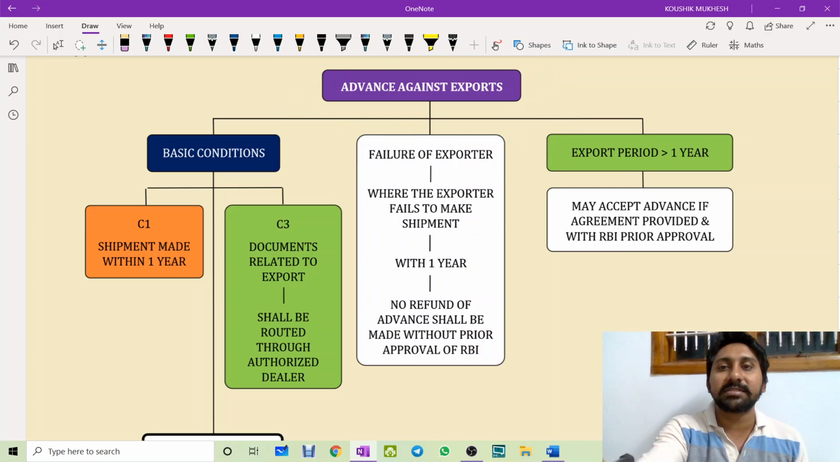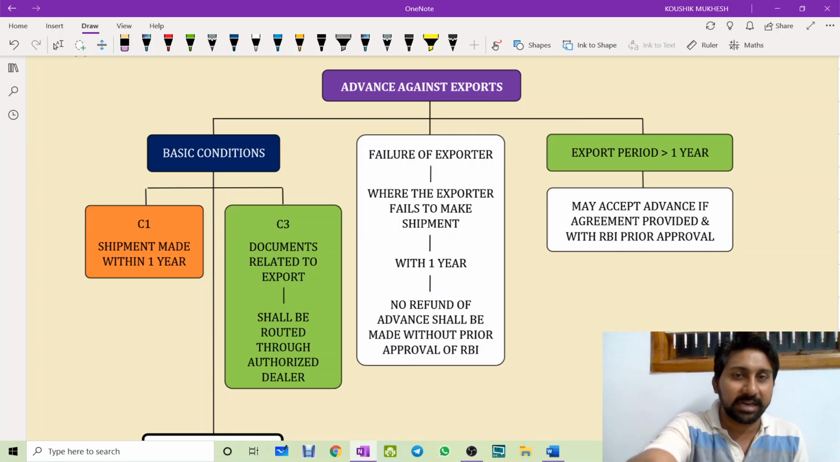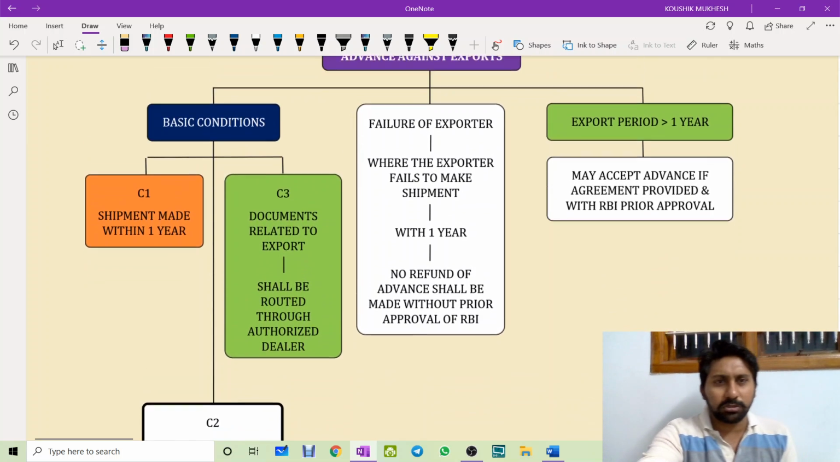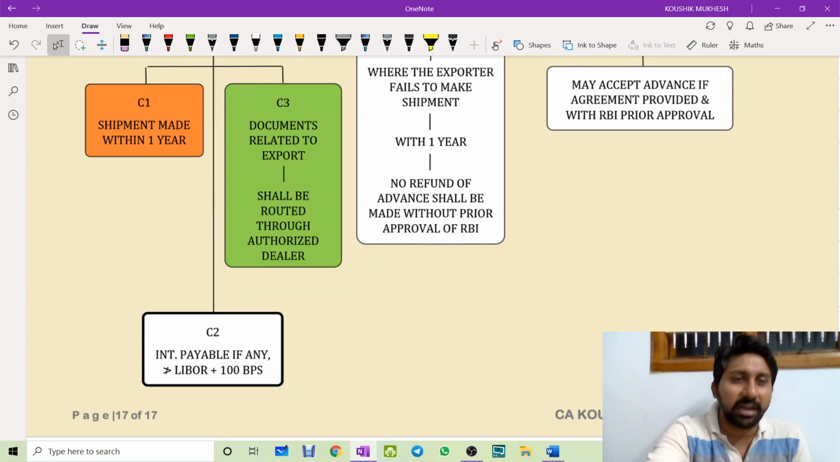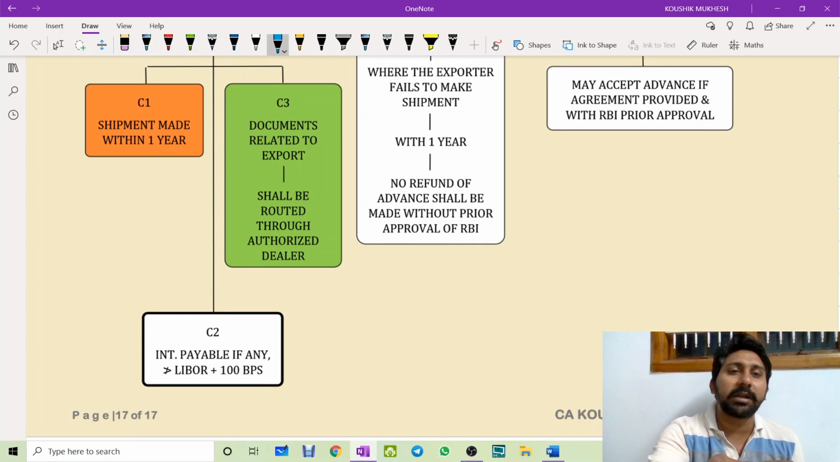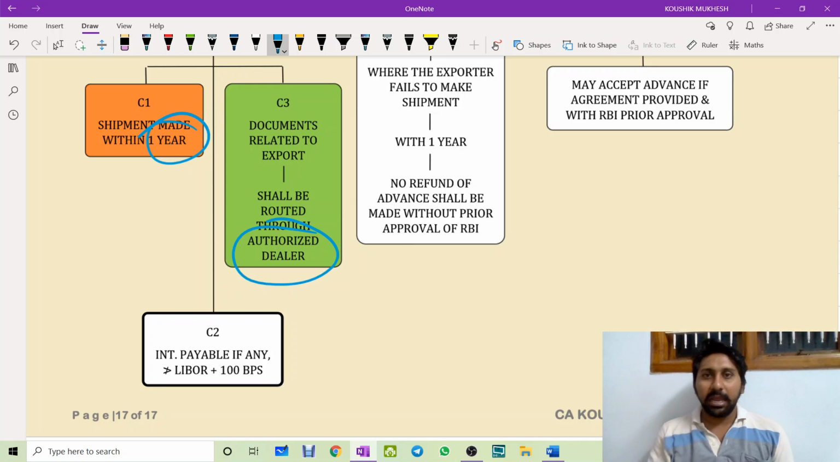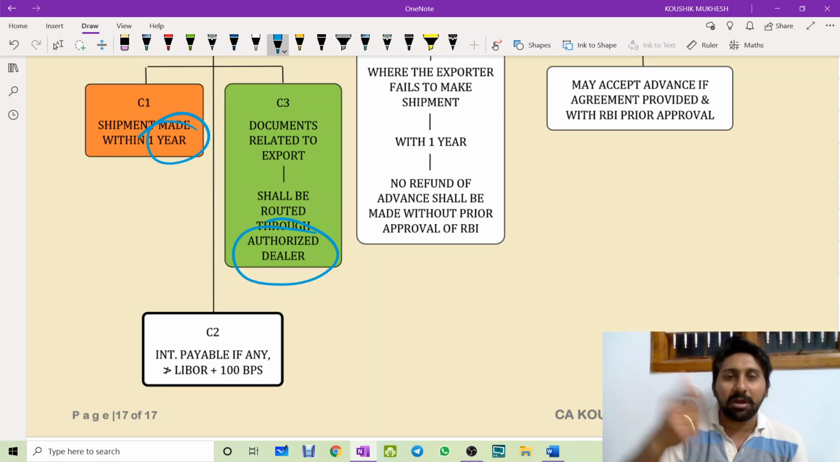Advance against export. What is the concept of advance against export? Just now I told you, performance guarantee, basic conditions. You can collect advance, no problem, but there are three conditions. Once you collect advance, the shipment should reach that particular person within 1 year. Documents related to the export shall be routed through the authorized dealer. That means export documents will be there, that should be given to the authorized dealer.